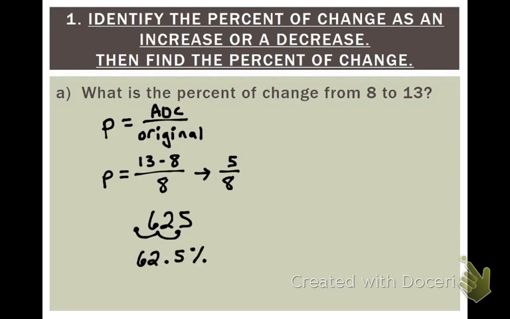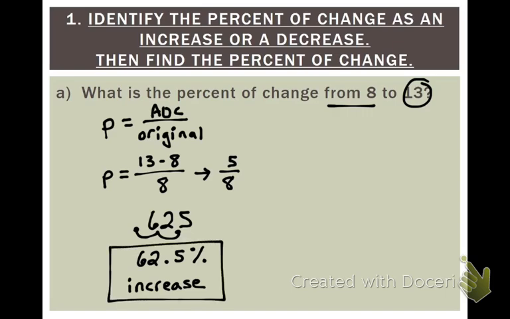Okay, now this was a 2-part thing. Originally it asked me, identify the percent of change as an increase or a decrease. So if I had 8 and I went to 13, did I increase or decrease? I increased. So there was a 62.5% increase. And box both of those in. Any questions on problem A?